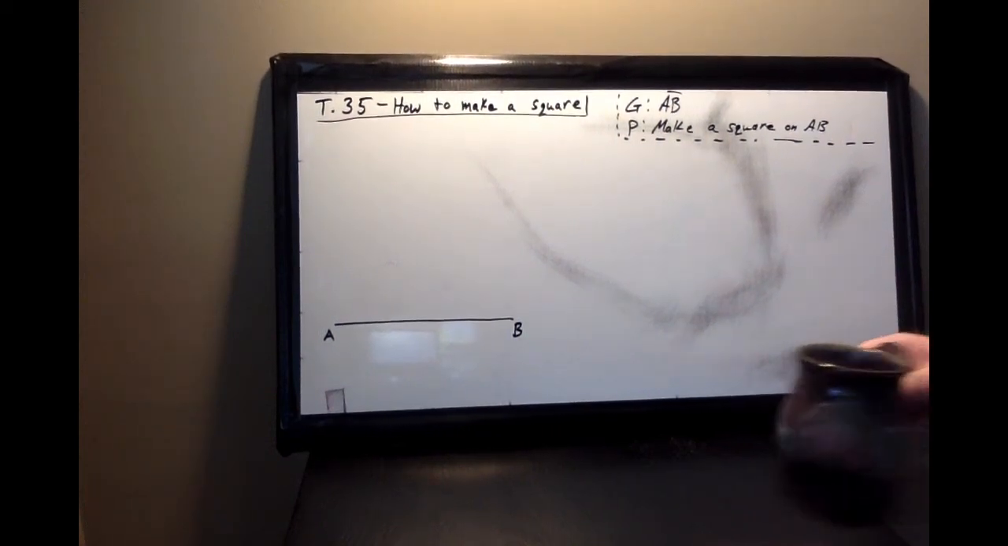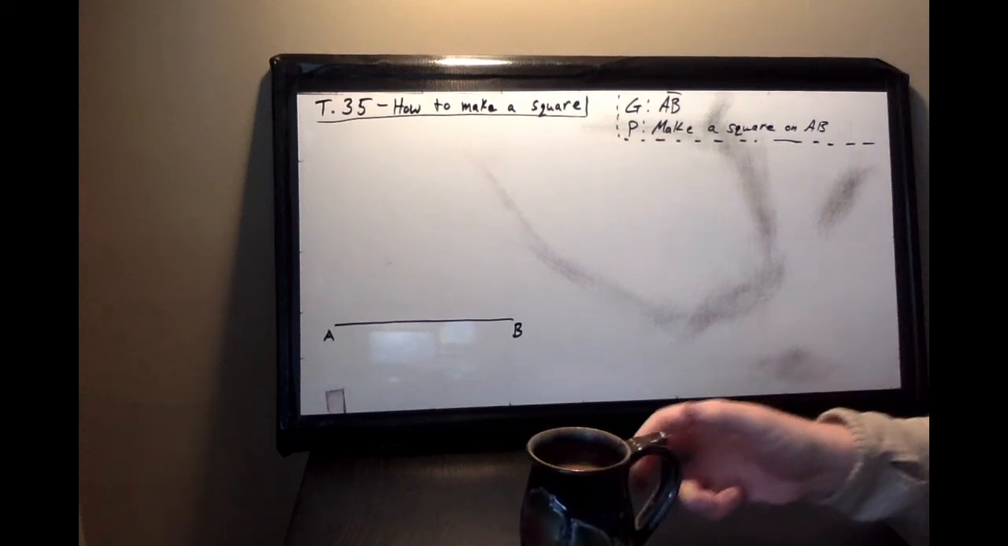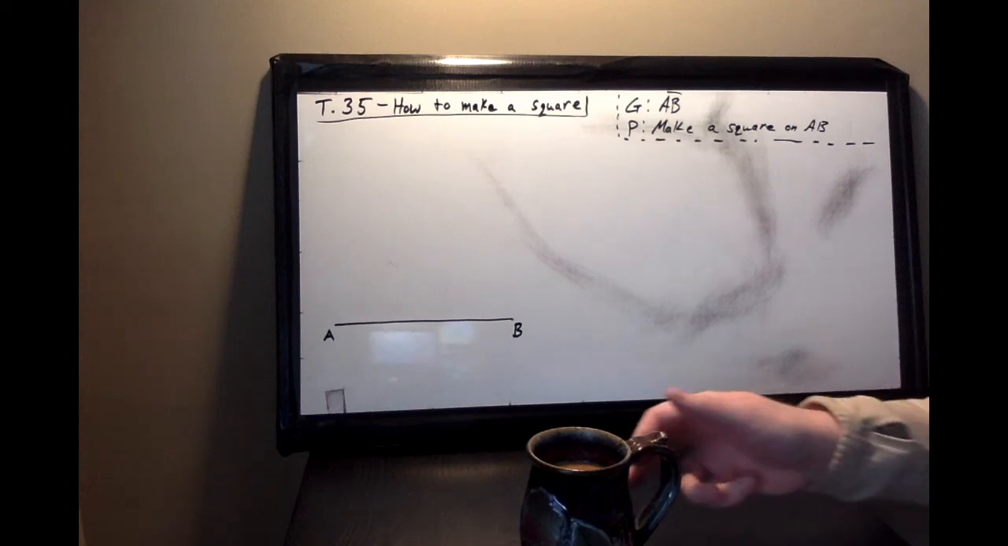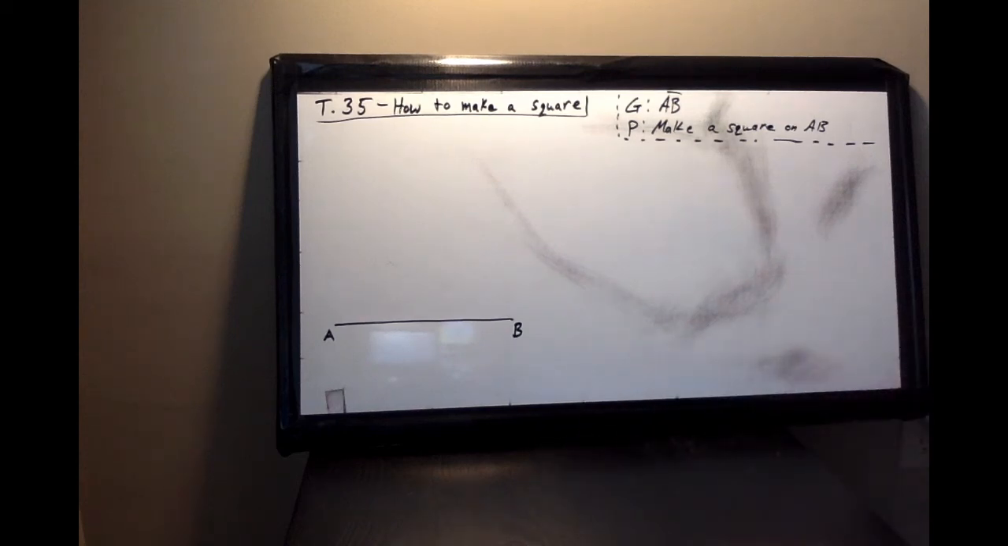For theorem 35, it's going to be pretty simple. It's just how to make a square. We're going to start with a given line segment, AB, and on AB we're going to construct a square. Just as a refresher, remember a square is a four-sided figure or quadrilateral where all the angles are right angles and all the sides are equal. So let's get to it.